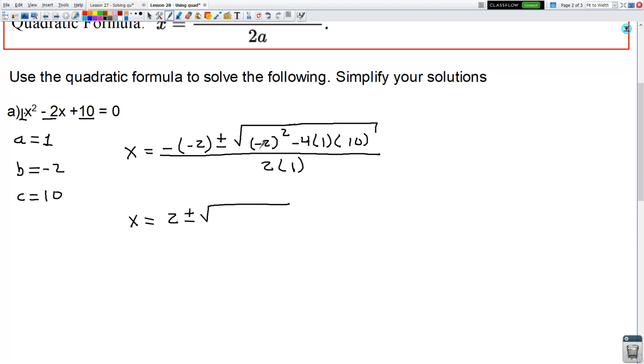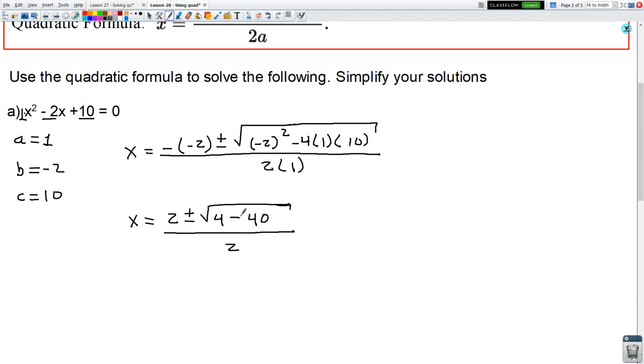Now, let's first find out what this number is. So (-2) to the second is equal to +4, because -2 times -2 is +4. So we have 4 minus 4 times 1, so this is 4, times 10, so that is 40. Everything divided by 2 times 1. Let me rewrite this line. All right, better. 2 times 1 is just 2.